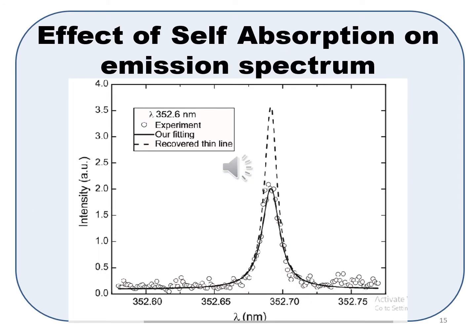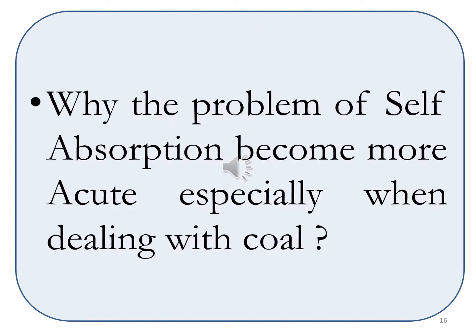Now, what can self-absorption actually do to your emission line? You can see here that the actual intensity of the line has to be greater, and the full width at half maximum has to be thinner. So it actually broadens your line and also decreases the line intensity. The problem of self-absorption becomes more acute when you are dealing with coal. And why is it so? I will tell you.